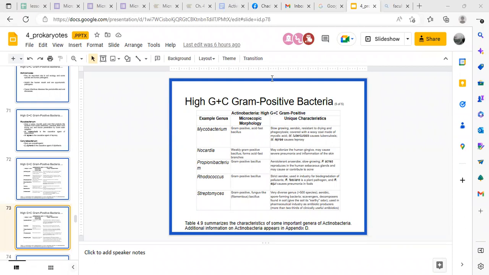Propionibacterium. This is a slow-growing, aerotolerant anaerobe. It reproduces in the human sebaceous gland, and this may cause or contribute to acne. Do you know what acne is? What is acne?